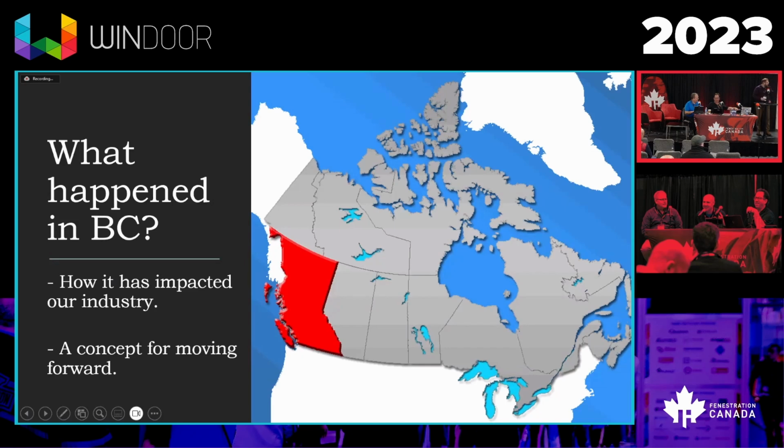So this brings us to, what the heck happened in BC? Why was it so different? What is it doing and how is it impacting the whole industry? And what's the concept for moving forward? Just hot off the presses in BC, for anybody wondering where this is going: our premier announced a few months ago that any town with more than 5,000 people cannot restrict single-family lots to be single family.